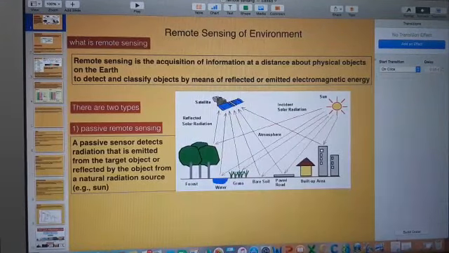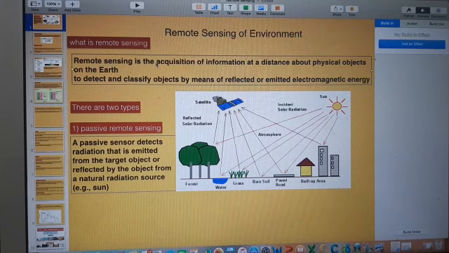So the basic concept of remote sensing is to gather information at a distance about the physical objects on the surface of the earth. This is the basic concept of remote sensing.